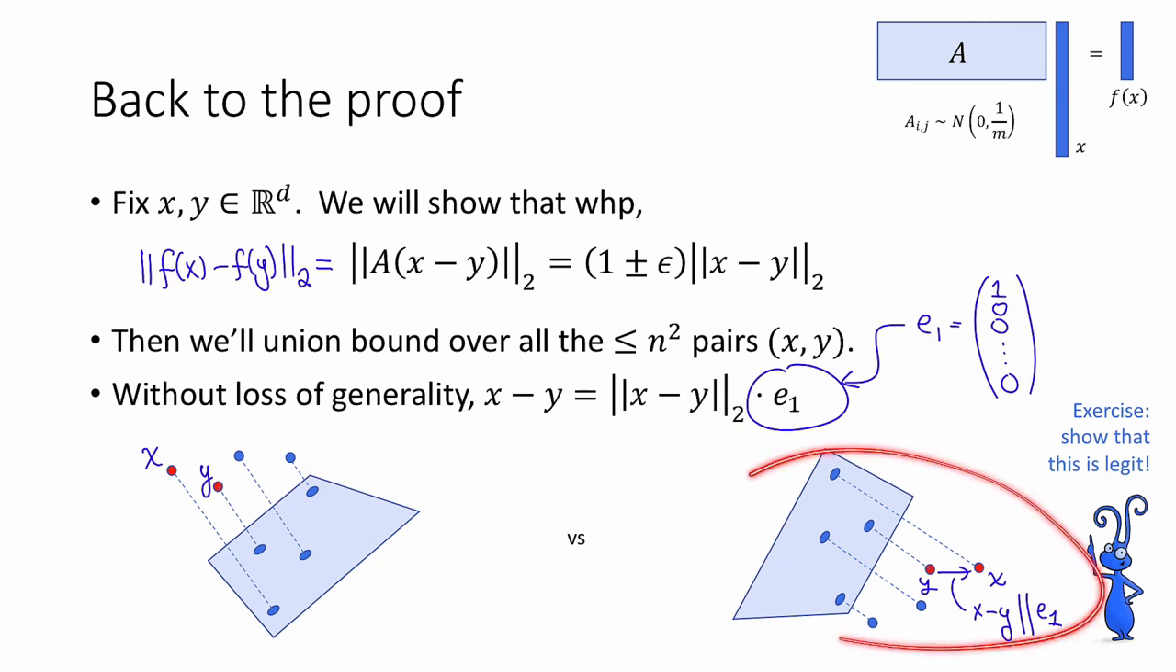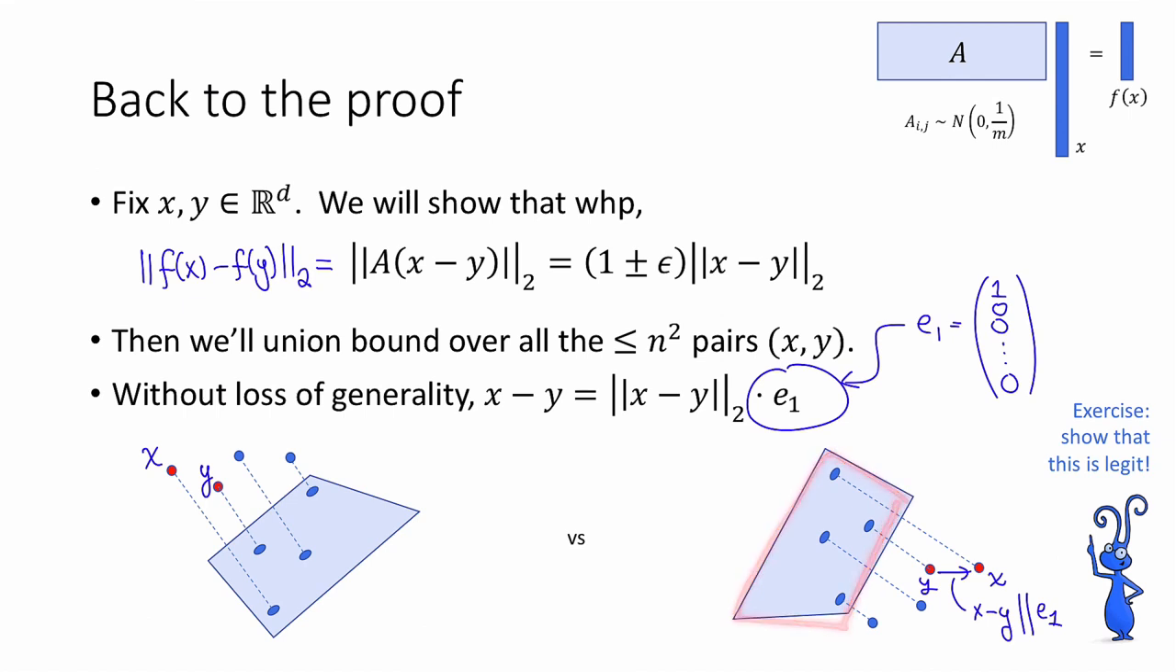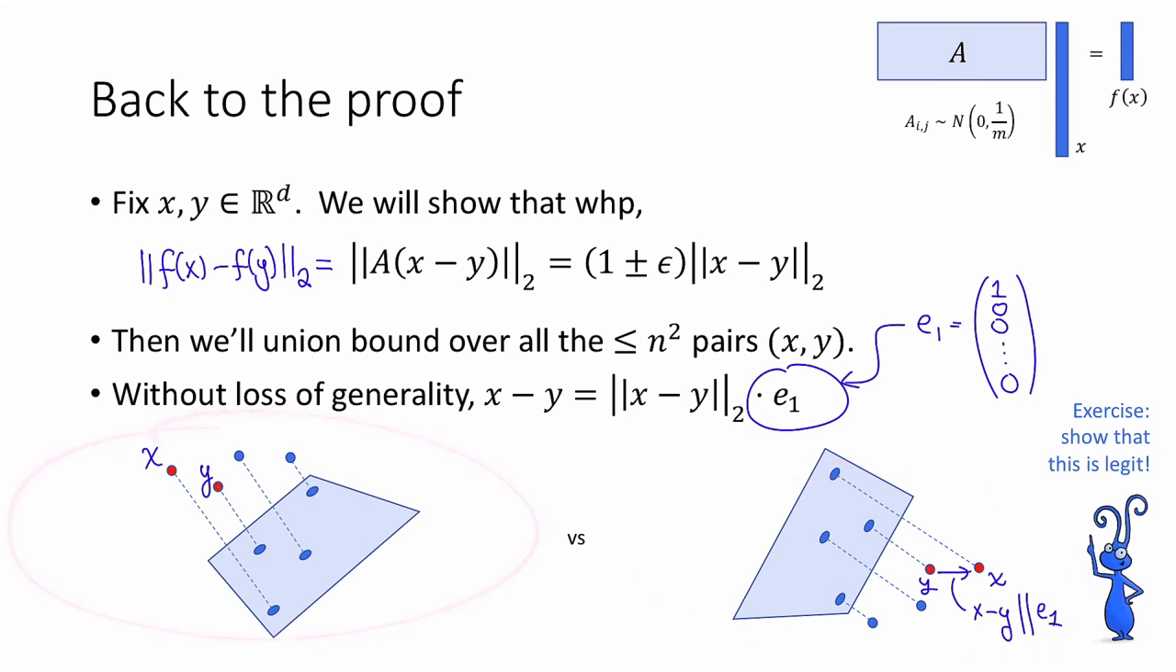But the math in this picture is identical to the math in this picture. That is, because the Gaussians are spherically symmetric, approximate projection onto this subspace has the same probability as approximate projection onto this subspace, and so the probability that the distance between x and y is approximately preserved in this world is the same as the probability that the distance between x and y is approximately preserved in this world. So we might as well study this world, which will make our lives a little bit easier. Okay, that's not a rigorous proof, but hopefully you're more or less convinced. It's a good exercise to try to make this rigorous.